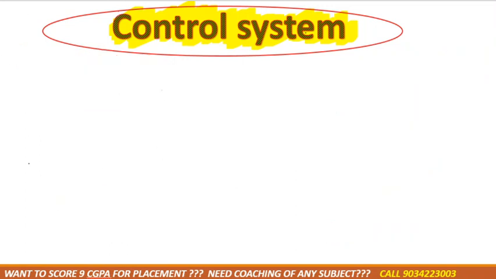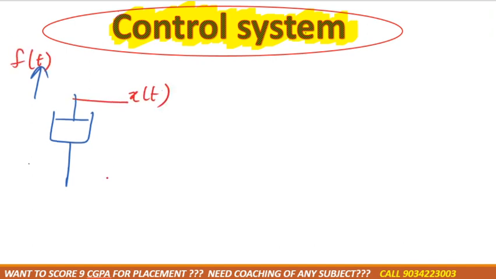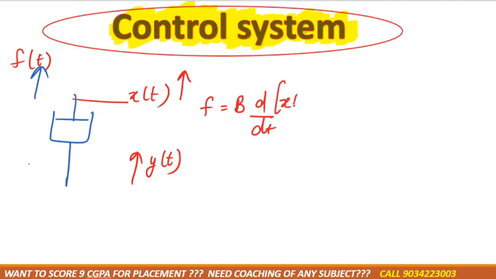Now if both the ends are moving, if the force is moving on the upward side, that would be F of t, that is X of t. Displacement is upward, here also displacement would be upward. So in this case F is equal to B into d by dt of X of t minus Y of t, okay?